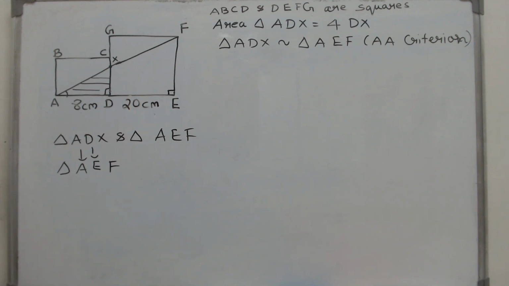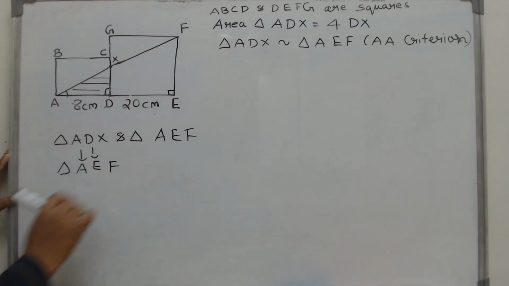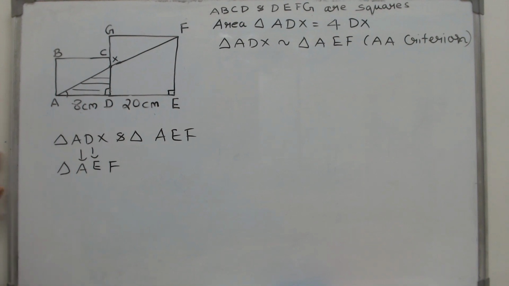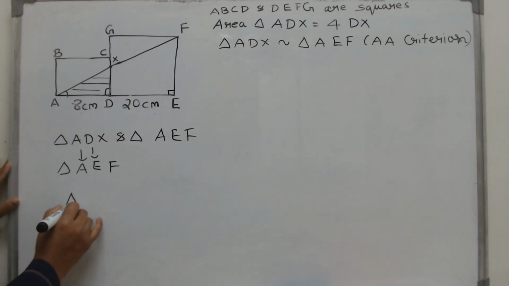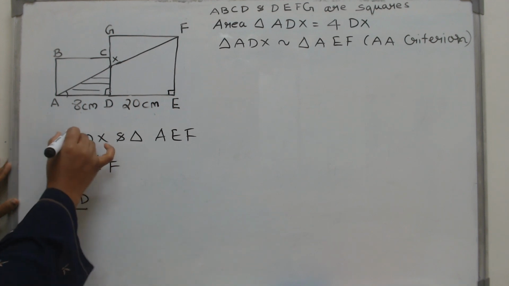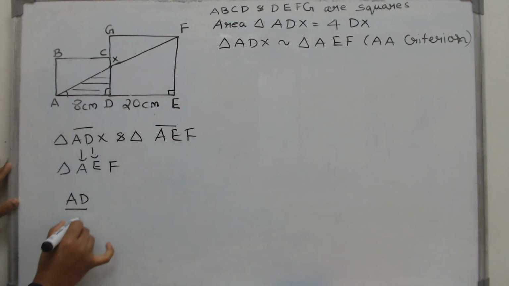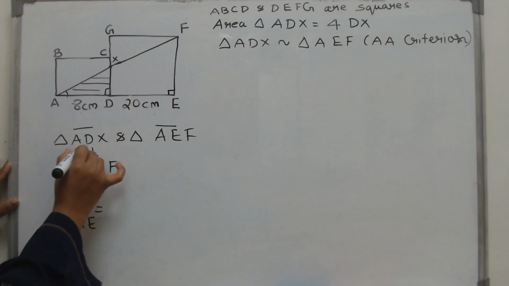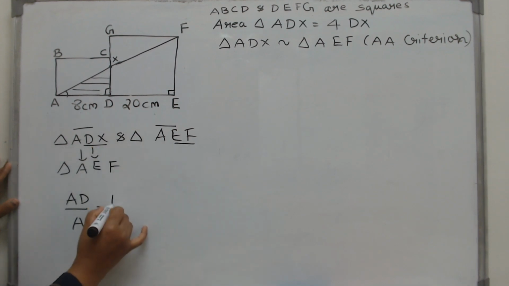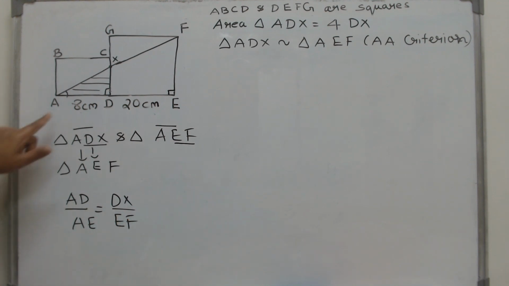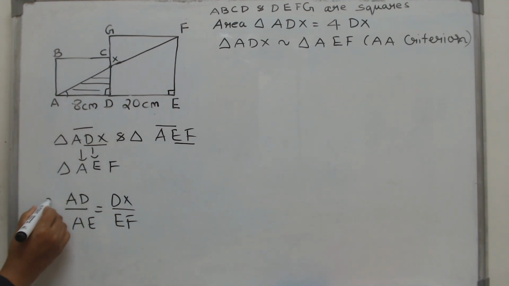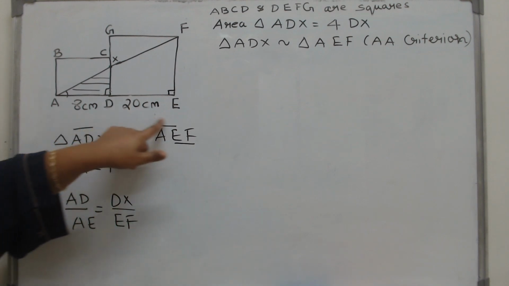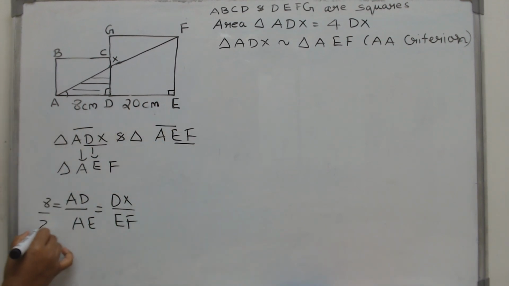But then what do we know? When two triangles are similar, then the ratio of their corresponding sides are equal. That means AD by AE is equal to DX by EF. What values do we know here? We know that AD is 8. We know AE is 28.